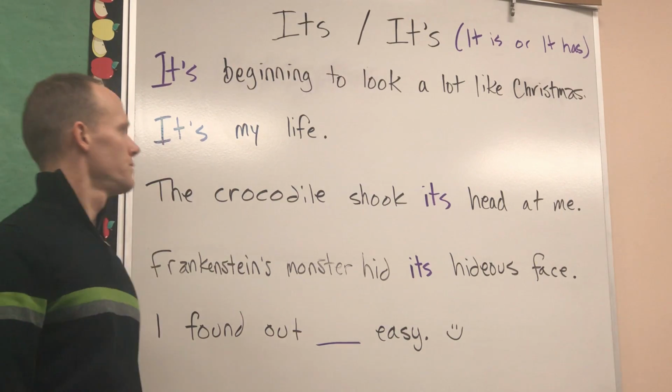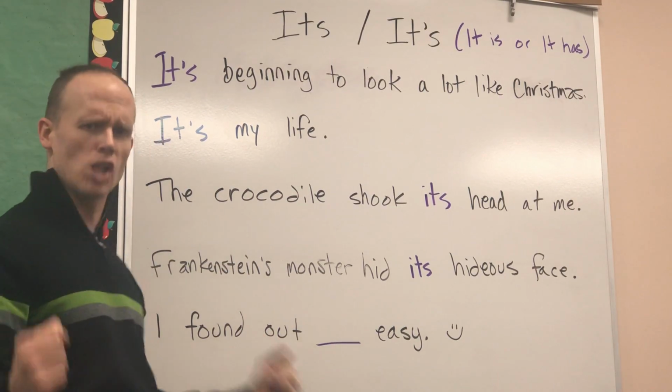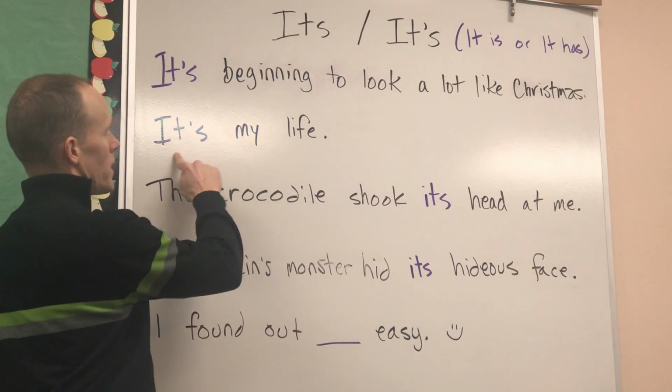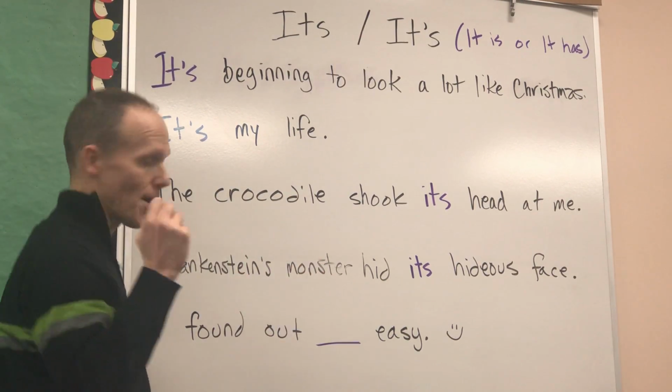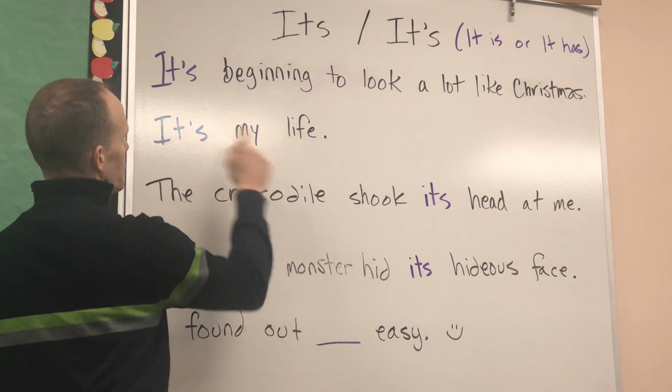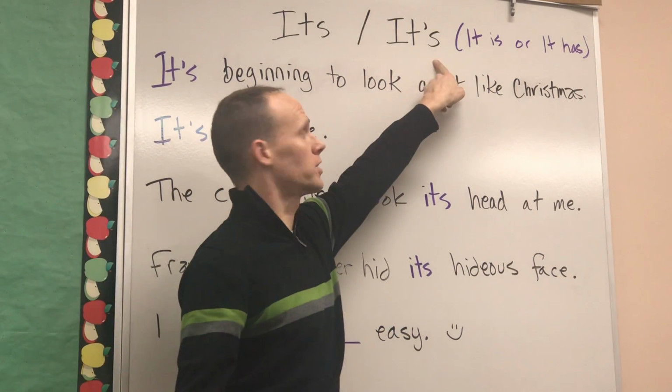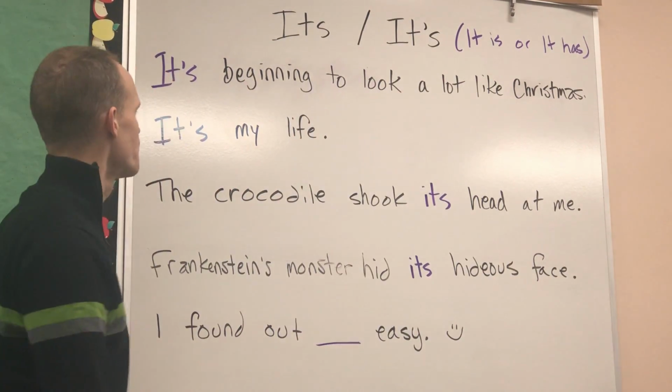The second one, classic song, "It's My Life," right? I'm a terrible singer, I know. But this right here is "it is my life." I'm owning it, right? Or not owning it, but it's saying it is. I'm using that contraction right there, okay?